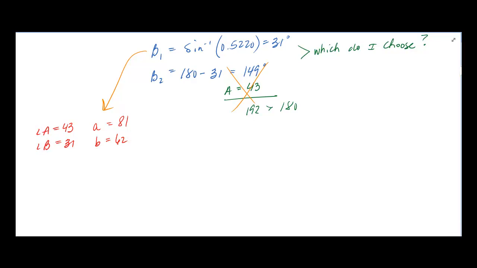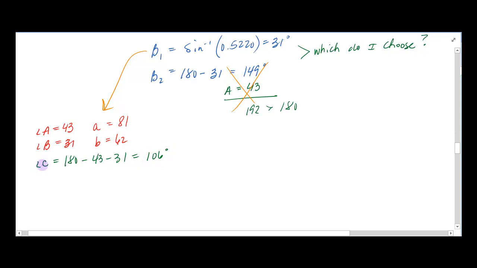Now angle C is going to come from the fact that there are 180 degrees total for a triangle, minus the 43, minus the 31, giving me a total of 106 degrees for angle C.